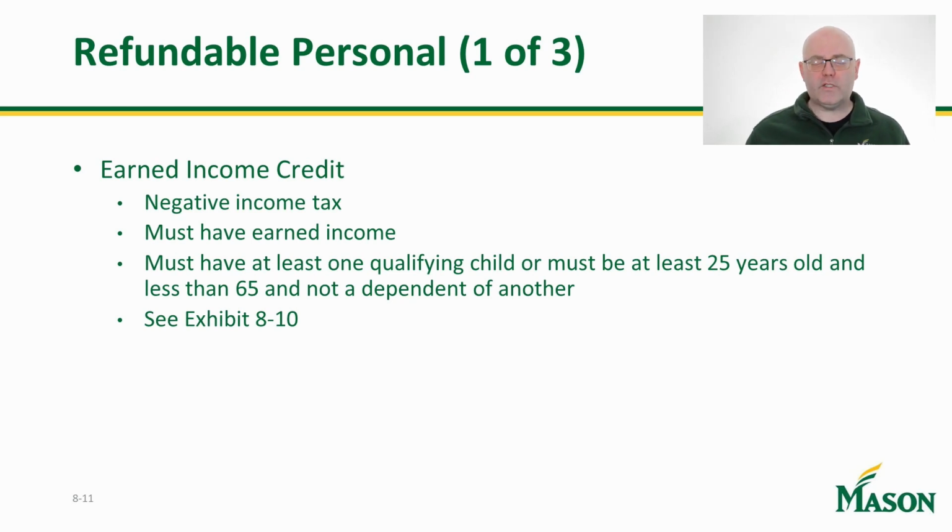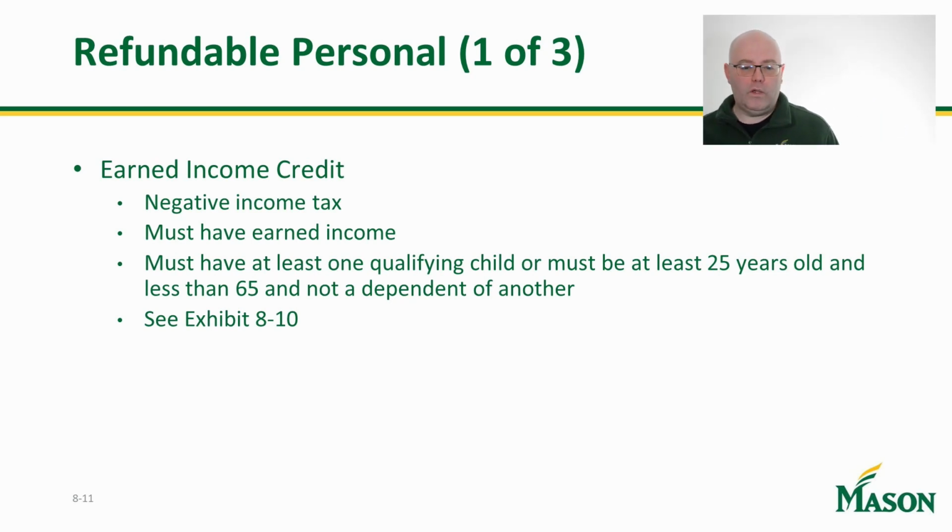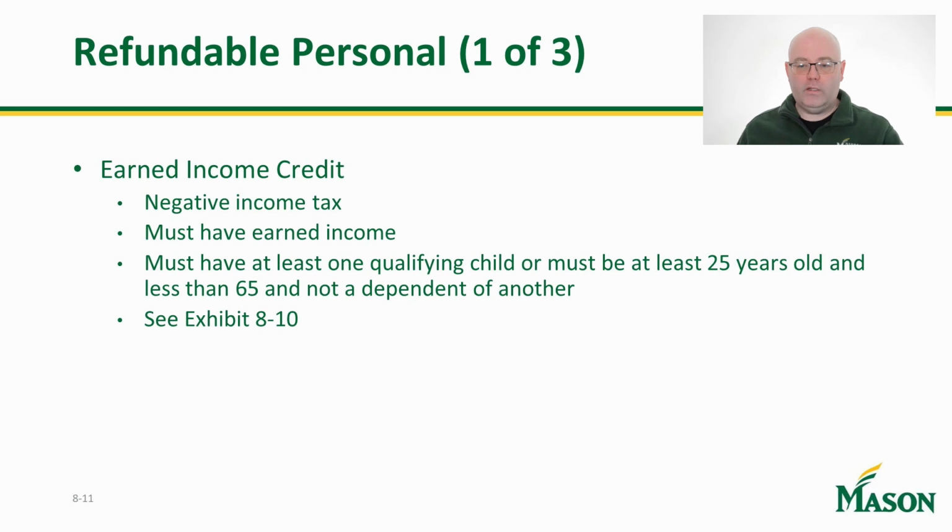Again, refundable credits. So we call it a negative income tax. You have to have earned income, and you have to have at least one qualifying child, or must be at least 25 years old or older. So if you're like a single parent, with 1 or 2 kids, don't make a whole lot of money, you're probably going to get this. I've actually only had maybe 2 or 3 times where I've had clients that actually qualified for this. I actually had one that qualified for this. No kidding, true story.